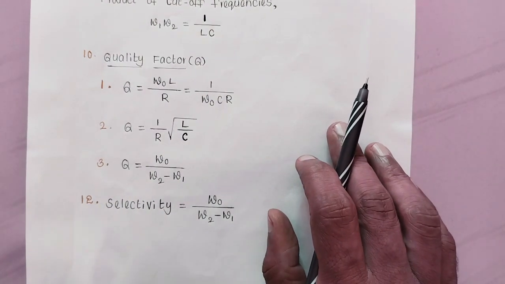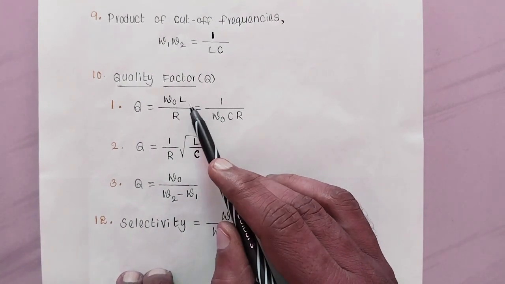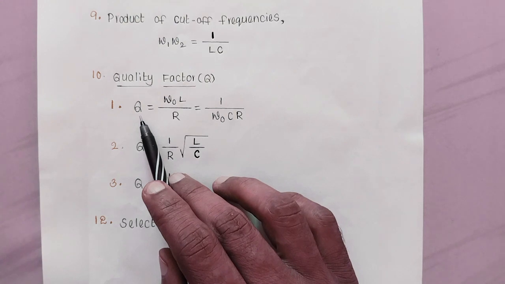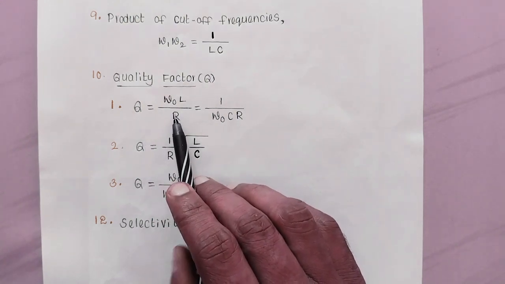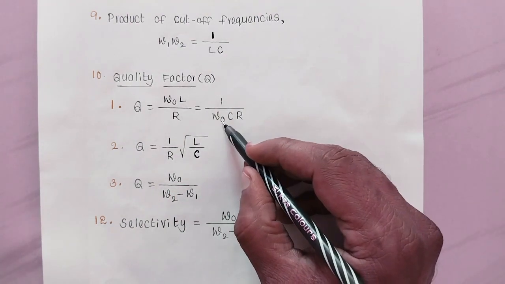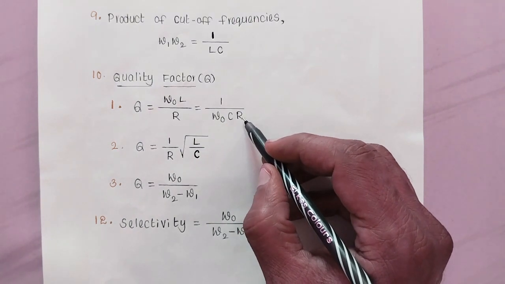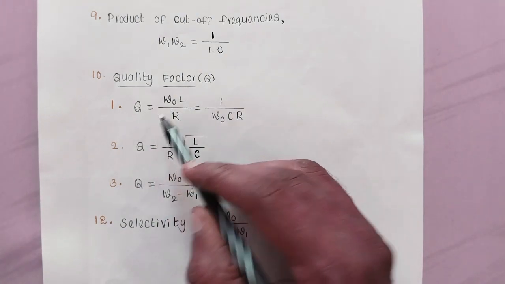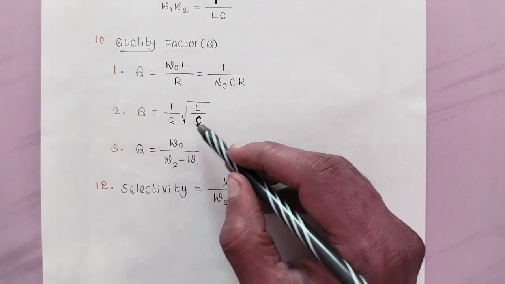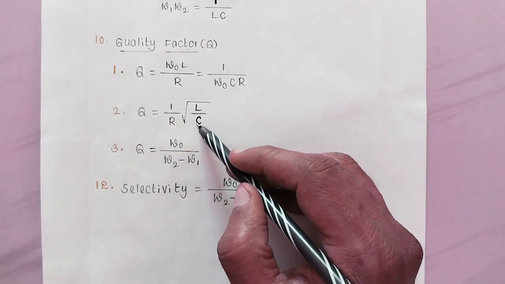After that, the important quantity is the quality factor. If you know the resonance frequency in radians per second, the inductor value and the resistance value, the quality factor of the series RLC circuit at resonance is omega naught L by R. Similarly, if we know the resonance frequency in radians per second, the C value and the R value, the quality factor of the series RLC circuit is 1 by omega naught CR. If you know the values of RLC, the quality factor of the series RLC circuit is 1 by R root L by C.